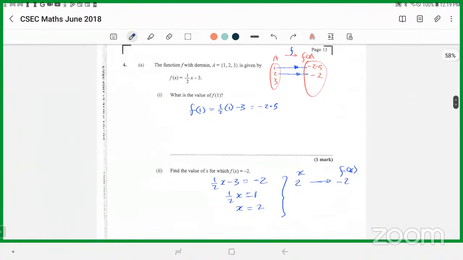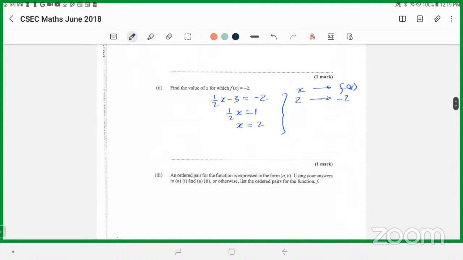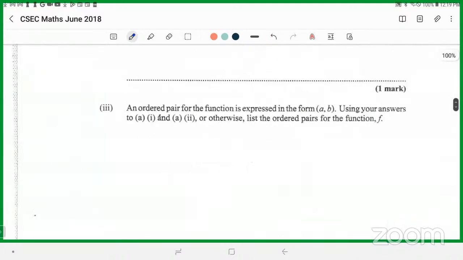But do you understand that so far? We're trying to understand the thing and not just work out numbers and values and formulae. We want to really understand what is happening behind the scenes. When you understand it, you can answer any question regardless of how they want to shape the question. You want to understand, not just be doing. All right, let's continue. Question says, an ordered pair for the function is expressed in the form AB.